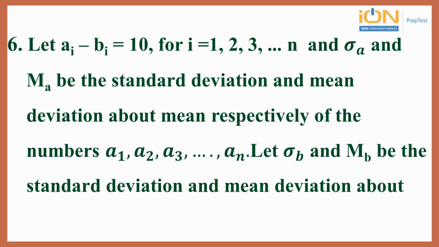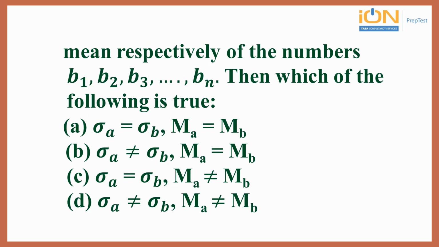Let's move to the next question, question number 6. Let a_i − b_i be equal to 10 for i ranging from 1 to n, and let sigma A and capital MA denote the standard deviation and the mean deviation about mean respectively of the numbers a1, a2, and so on up to an. Let sigma B and MB denote the standard deviation and mean deviation about mean respectively of the numbers b1, b2, b3, bn. Then, which of the following is true?